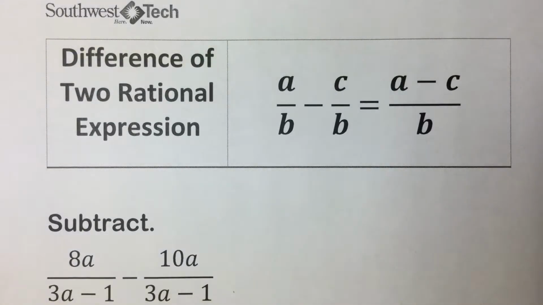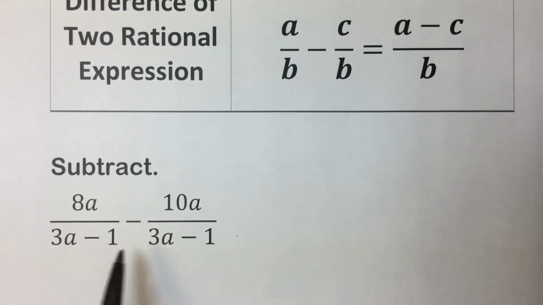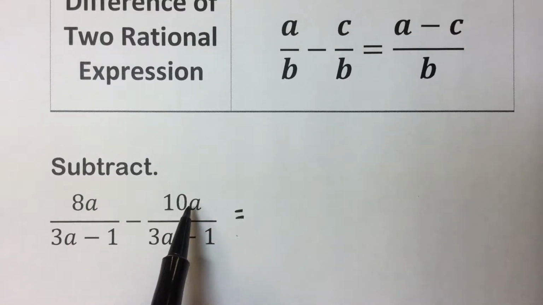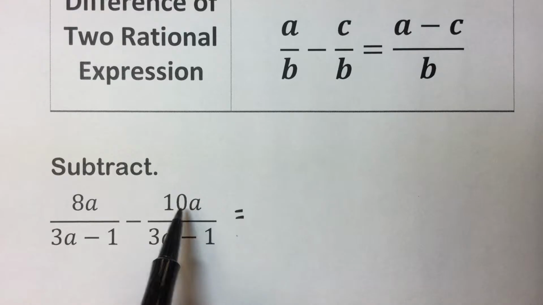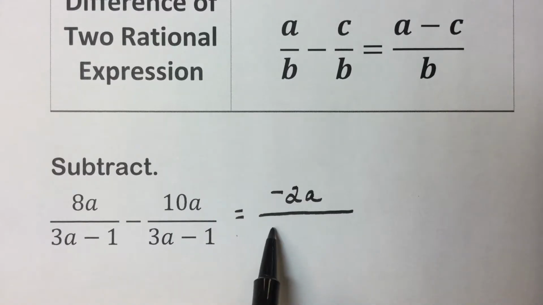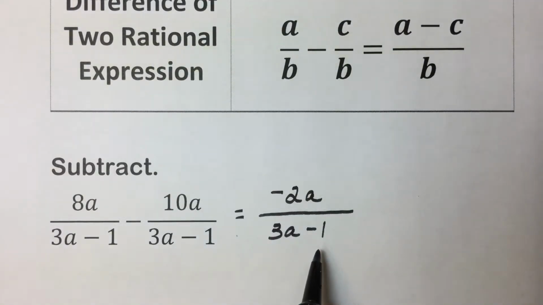In this example here, they're asking us to subtract these two rational expressions. They have the common denominator, so we'll subtract the numerators, 8a minus 10a, which are similar terms. 8a minus 10a is a negative 2a, and we express that over the common denominator. In consideration of our answer being in simplest form, since the denominator cannot be factored any further, the largest common factor between the two terms is 1, and there is no such binomial in the numerator, so we have our answer in simplified form.